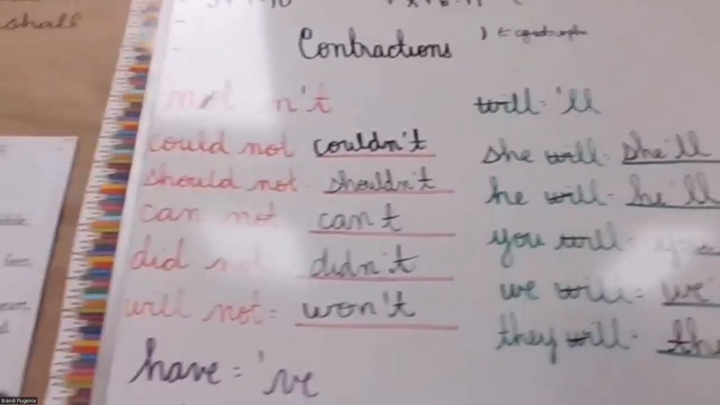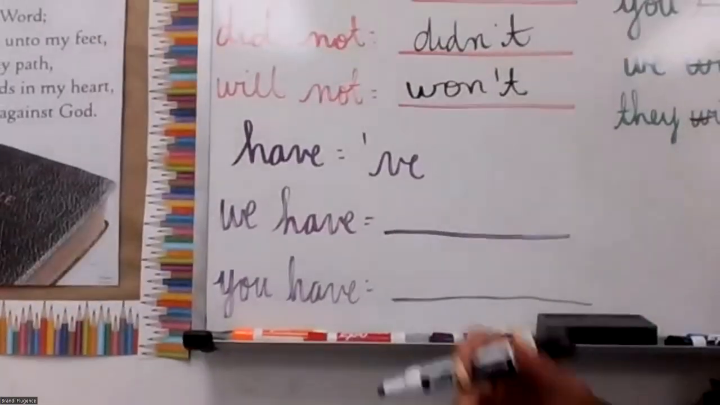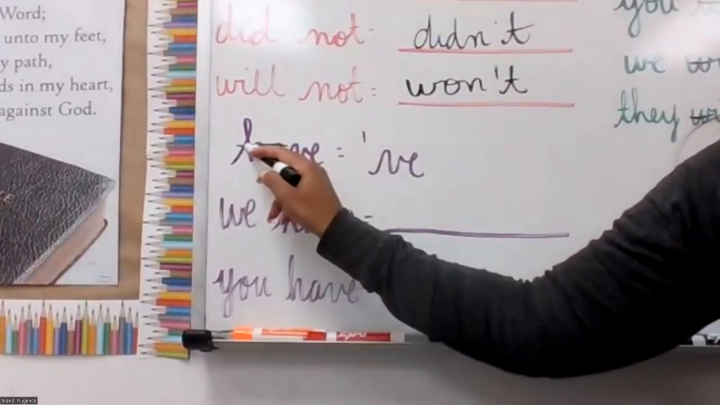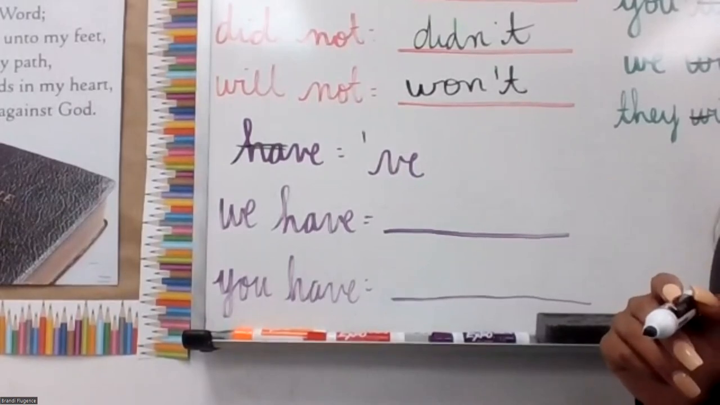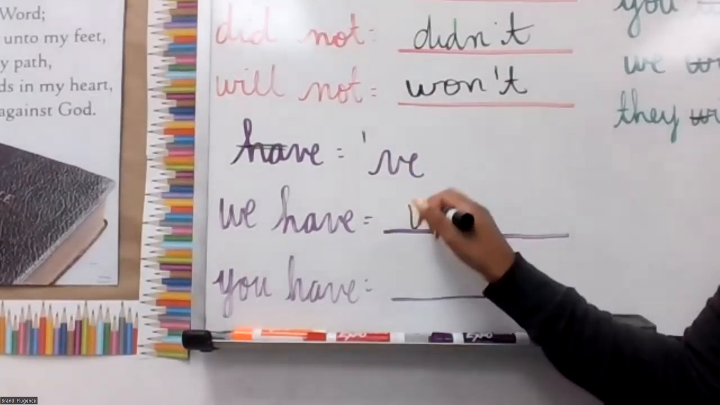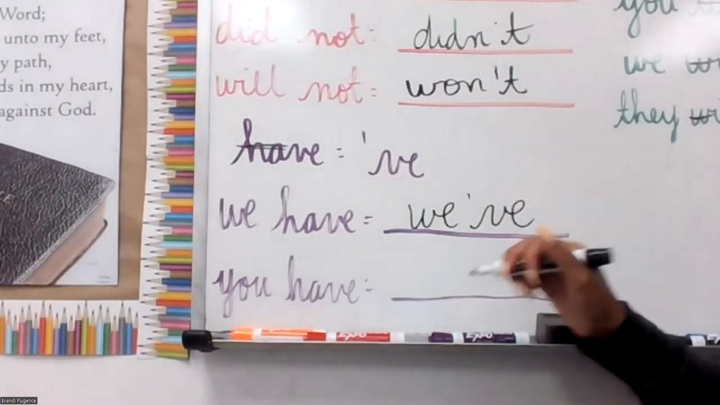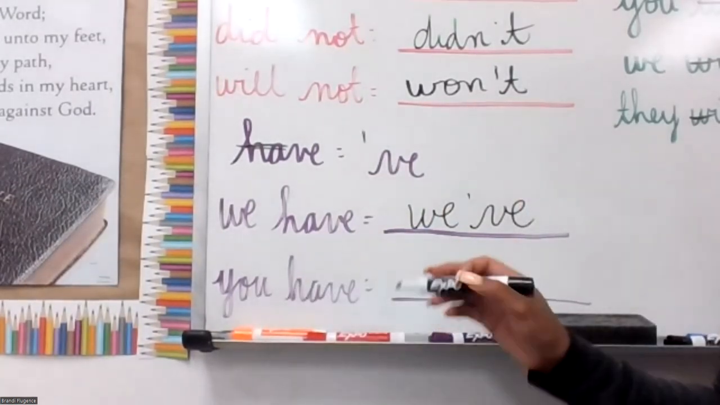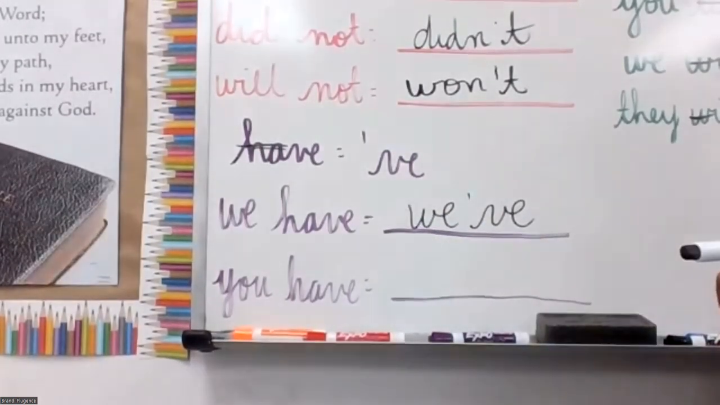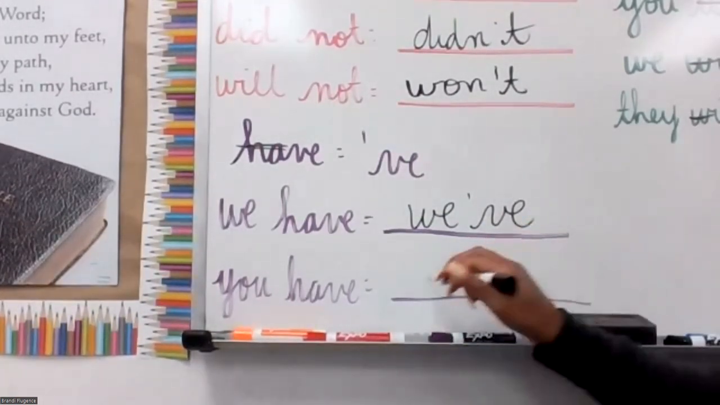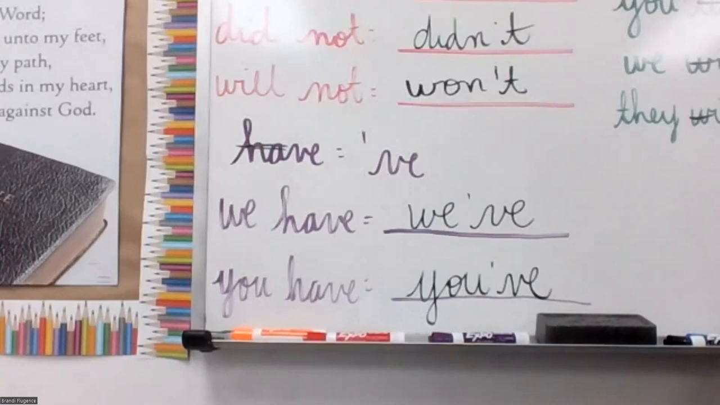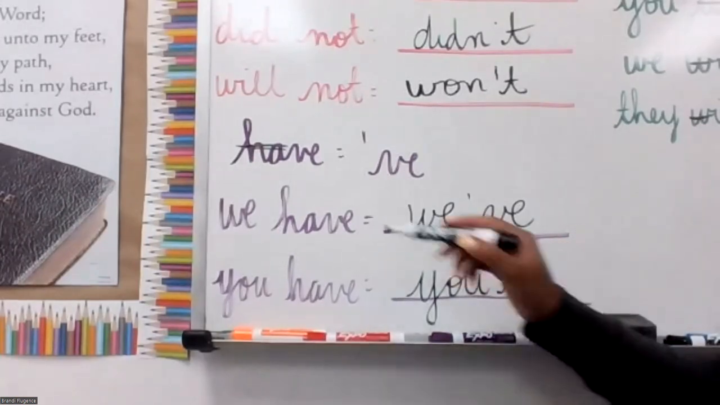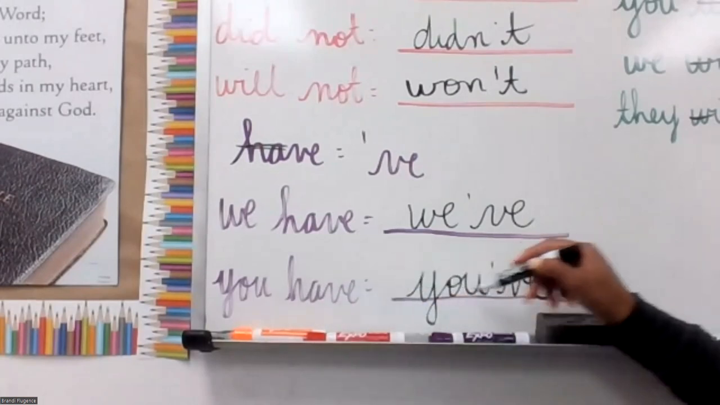Next, have. We're taking out the H-A and we put apostrophe V-E. So we have, if I contracted, do you know? We've. You have, if I contracted, it becomes? You've. Okay, so we have, we've; you have, you've. We have others we'll learn, but these are examples of a few of them.